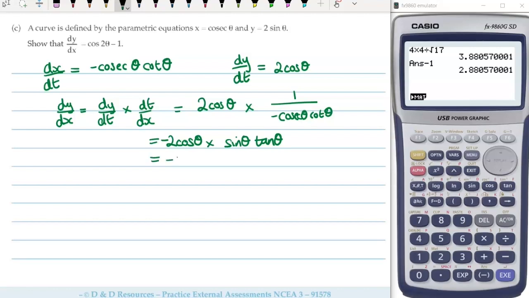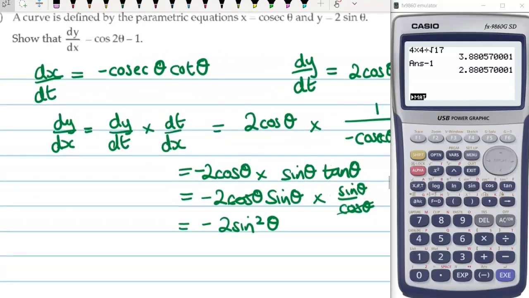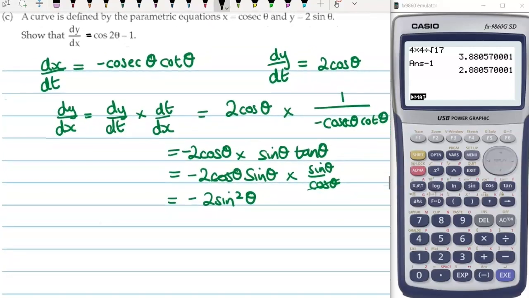Now tan, if we sort that out, it's sine theta over cos theta. So that cos cancels with that cos, and we end up with minus 2 sine squared theta. Now that's not quite what we wanted to be able to show just here. Let me just tidy that up, it's not showing so well on my screen. Let's just pop in the missing pieces there. So that's equal to cos theta minus 1.